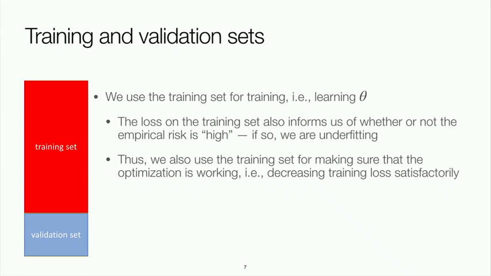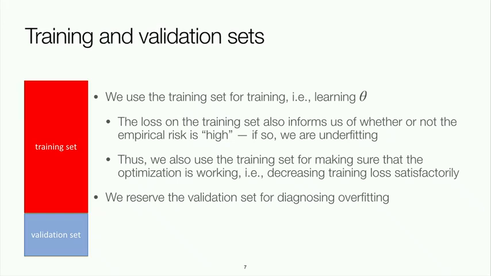Therefore, if we do diagnose that we're underfitting, we need to make sure that we can take steps to mitigate that. So we also use the training set to make sure that, for example, our optimization is working well. The thing that we always want to be true is being able to find a theta star properly. We always want to take steps to ensure that our training loss is decreasing in a satisfactory way. So maybe we need to tune the step size for gradient descent, or do different things along those lines in order to make sure that the optimization is actually going to lead us to a proper optimum.